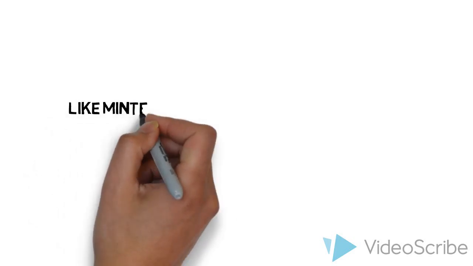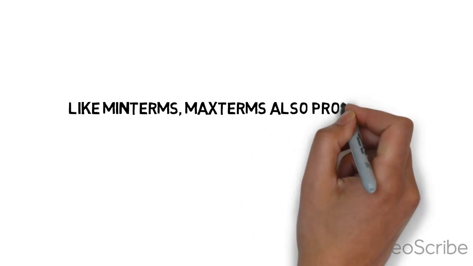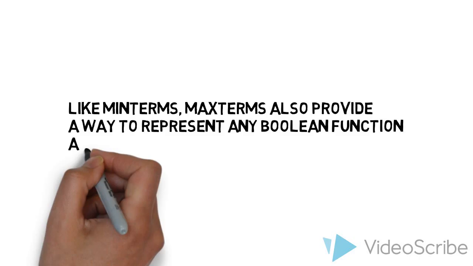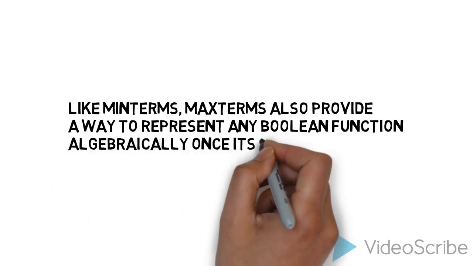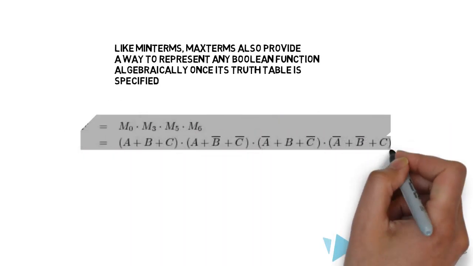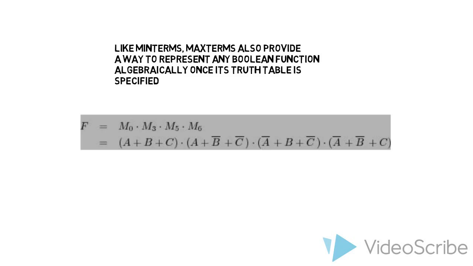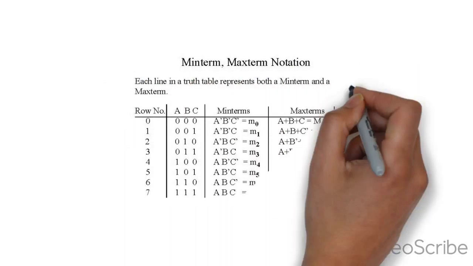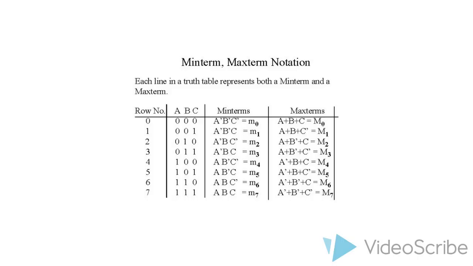Like minterms, maxterms also provide a way to represent any Boolean function algebraically once its truth table is specified. For example, for the same function as previously, we observe that it is 0 on rows 0, 3, 5, and 6, so the function will be equal to that. And this is how you can write the maxterm form for that function.